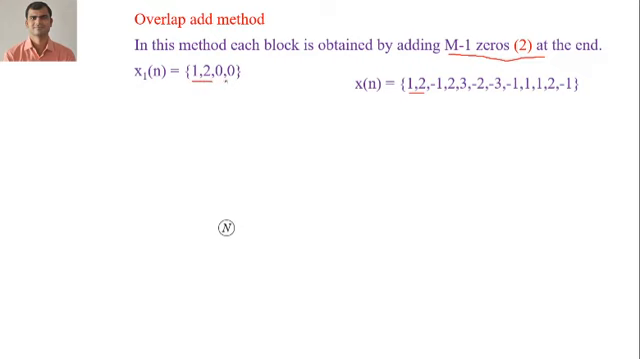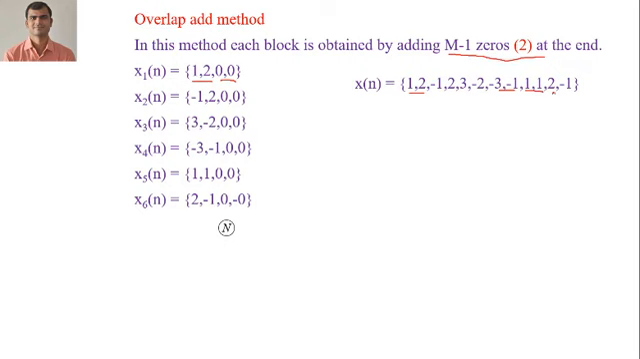So 1 2 0 0, then the next block is minus 1 2 0 0, then 3 minus 2 0 0, then the next one is 3 minus 1 0 0, 1 1 0 0, 2 minus 1 0 0. Here it is not minus 0, it is only 0. Now you apply circular convolution between x1 of n and h of n, and you will get y1 of n. You apply the same method from y1 of n to y6 of n.